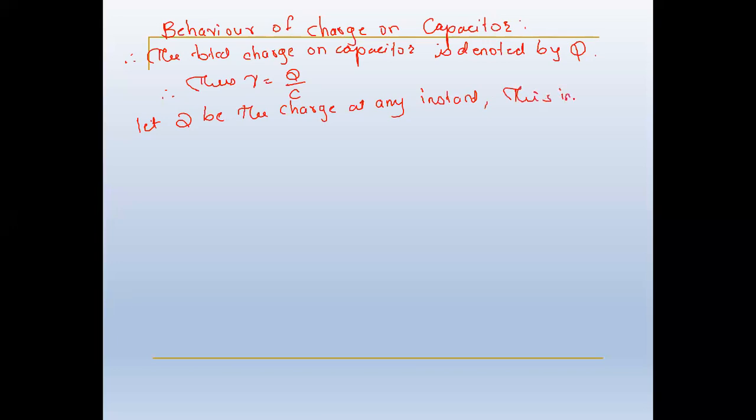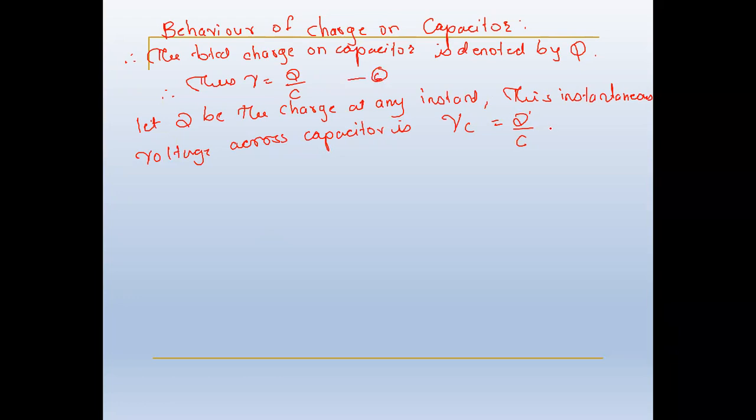This instantaneous voltage across the capacitor is Vc is equal to q dash by c. Let us call this one as equation number 6 and this one as 7.